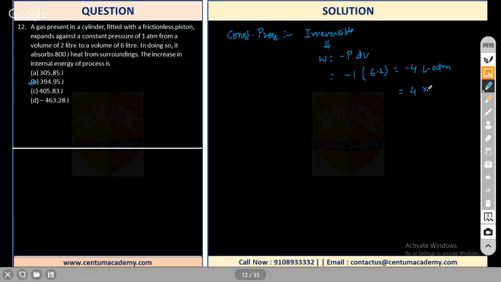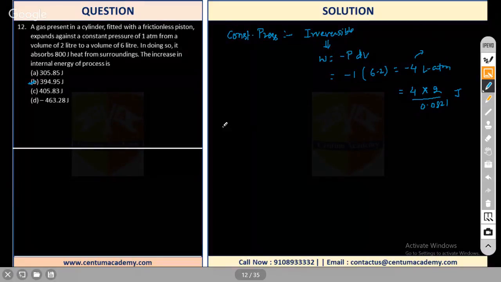That will be 4 into, taking 2 calorie almost, 2 divided by 0.0821. This is the work done in joule approximately. Or this liter atm you can directly convert into joule. That conversion you have already. The same thing I have done here.